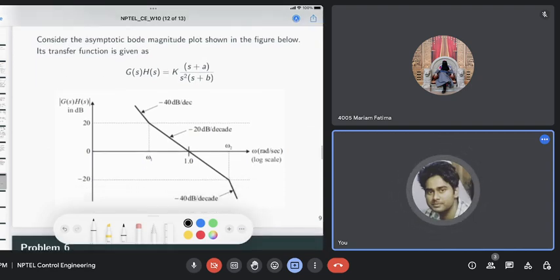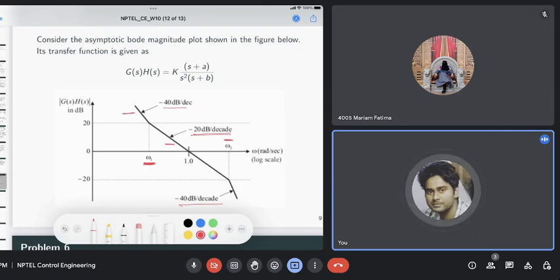From that asymptotic plot, we see that initially it has a minus 40 dB per decade slope. Then at frequency omega 1, it changes from minus 40 dB to minus 20 dB per decade. Then at the frequency omega 2, it again changes from minus 20 dB per decade to minus 40 dB per decade. So it is a very simple Bode plot. We can see that this is one corner frequency, omega 1, where there is a change of slope, and at omega 2 there is another change of slope. So this will be another corner frequency.